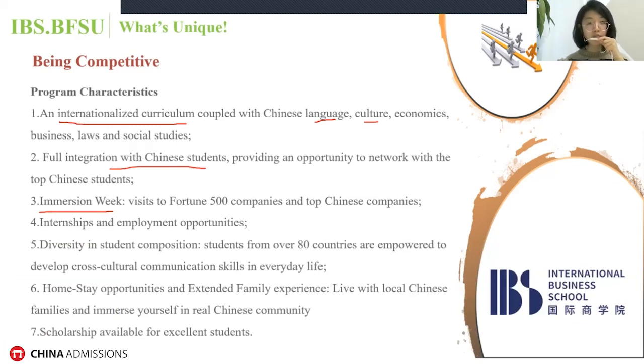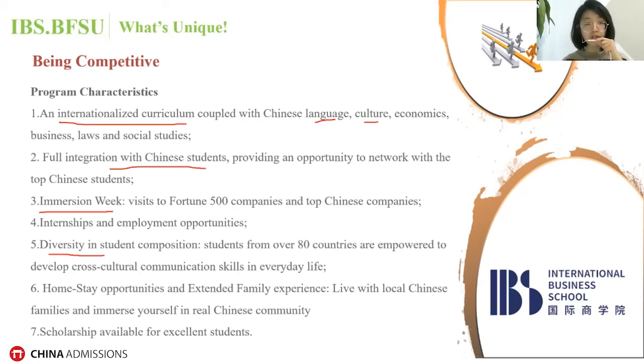And we have a strong cooperation with many companies. So it will help you to find an internship or even find a job. And the cultural diversity here. So you can experience a lot rather than just focus on China, because our students come from many different countries. You can learn also from their culture.